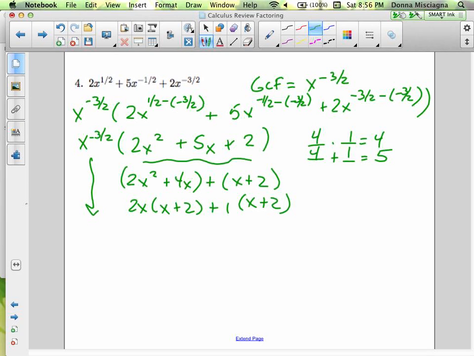So now all factored, we have x to the negative 3/2 times, factor out that repeating x plus 2, times the leftovers, 2x plus 1. All right, and if you had to solve that, that's nice and easy, right? If this was set equal to 0, we were finding out when this equals 0, no problem. It'd be 0, negative 2, and negative 1/2.